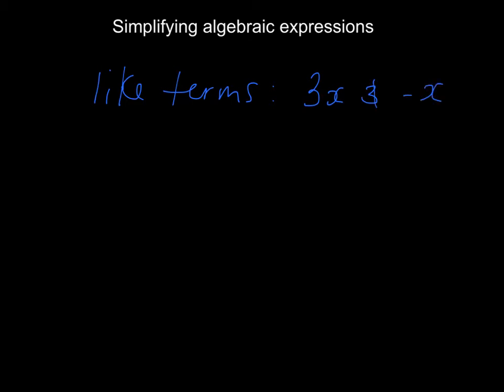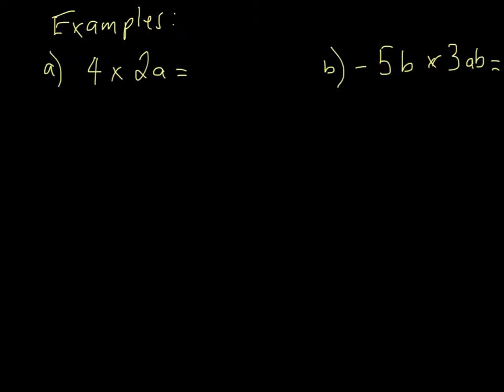they are like terms, as are 3ab and 2ba. Normally we write our pronumerals in alphabetical order, but if they are mixed up, both letters are the same, therefore they're still like terms. Look at a couple of examples.